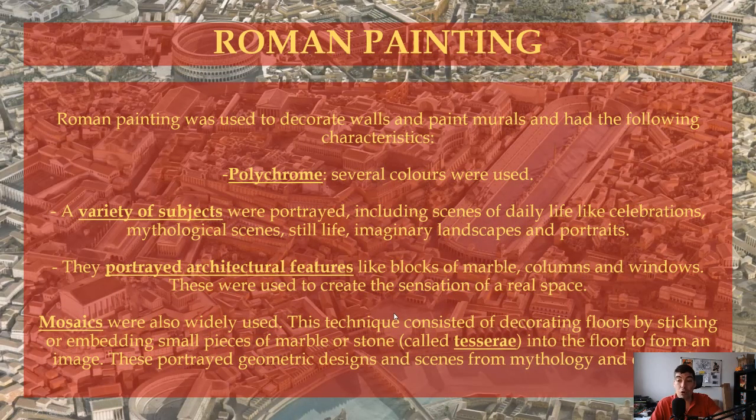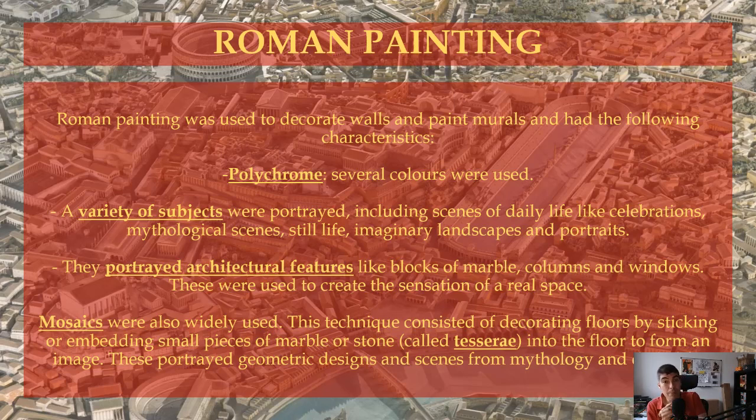And finally, the Roman painting. The Romans painted the walls of the temples and the walls of the houses for decoration. And they had the following characteristics. They were polychrome, used several colors. They painted a variety of subjects, for example, scenes of daily life, celebrations, religious scenes, mythology, and landscapes. They portrayed also architectural features. They drew columns, arches, buildings, and they used this to create a sensation of real space, a sensation of depth, a sensation of perspective.